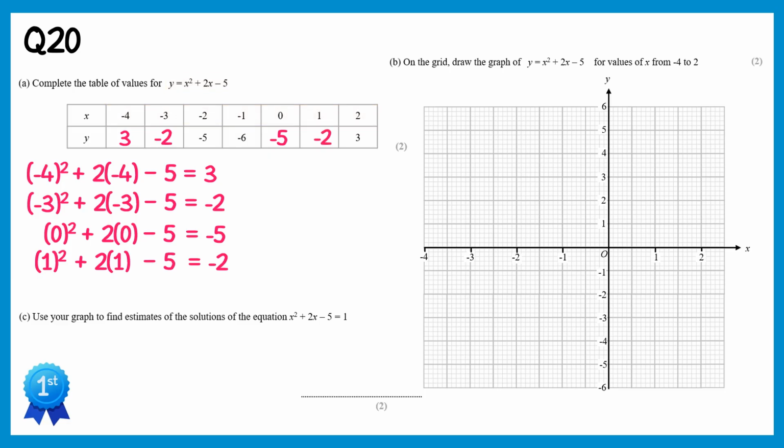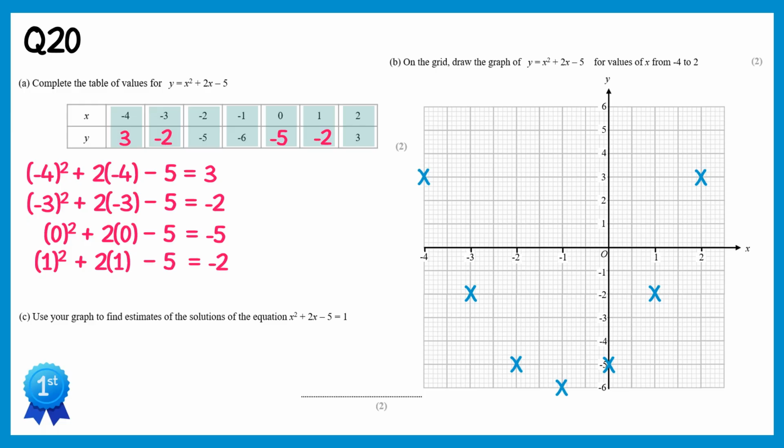For part B, we need to draw the graph. So what we're going to do is take each of the pairs of values and plot them as coordinates. Let's start with negative 4, 3. That point goes here. Then negative 3, negative 2, that goes here. Negative 2, negative 5, that goes here. Negative 1, negative 6 goes here. 0, negative 5 goes here. 1, negative 2, and finally 2, 3.